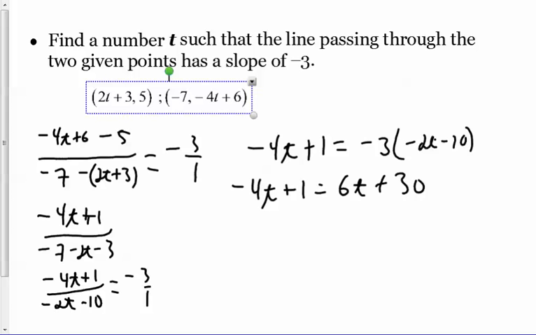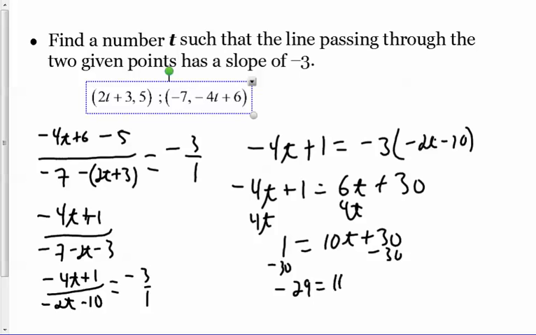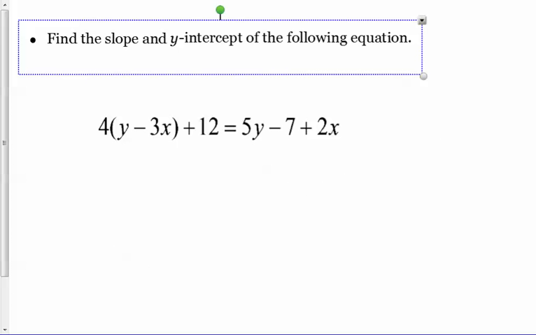Now you solve this. I'm going to add 4t to both sides, so I get 1 equals 10t plus 30. Subtract 30 from both sides, and I get negative 29 equals 10t. Divide both sides by 10, so t is negative 29 over 10. That's what you have to plug in for the letter t to make that happen. Very simple algebra.